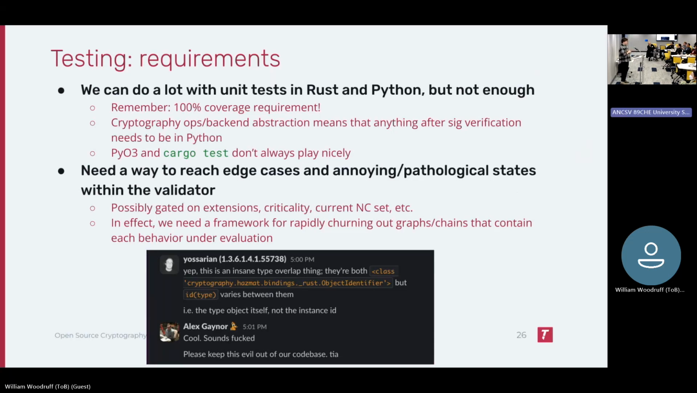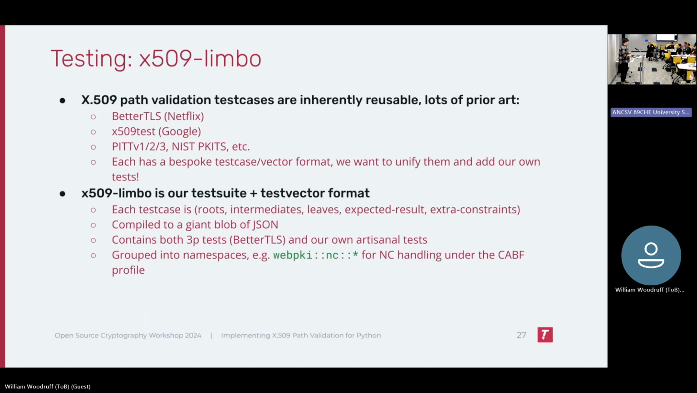So we need a way to reach edge cases and annoying pathological cases that are beyond signature checks within the validator. Things that are gated on extension checks, criticality, the current name constraint set, et cetera. In effect, we need a framework for rapidly churning out graphs and chains that contain all sorts of strange pathological inputs that can come from a real client connecting to a server. So that brings us to X.509 Limbo, which is our test framework for doing this.